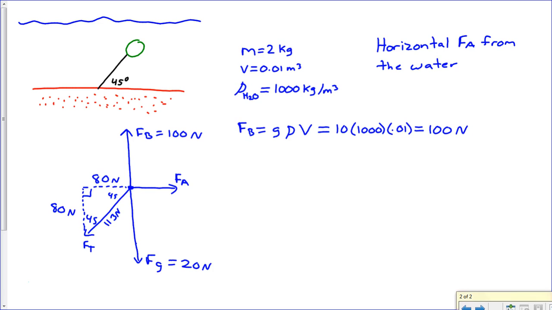And then that tells us that we have an applied force here that is equal to 80 newtons as well, because in the horizontal direction, all we have is that horizontal component of the tension, which is going left, and the applied force, which is going to the right. So this is balancing out with that, and it's 80 newtons. Okay, so those are all the bits there.